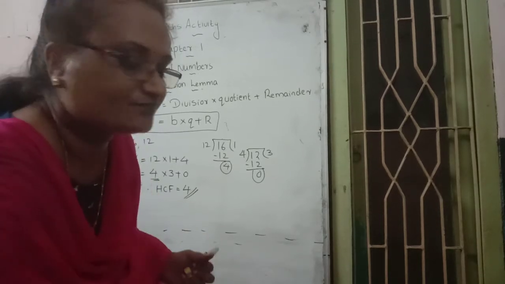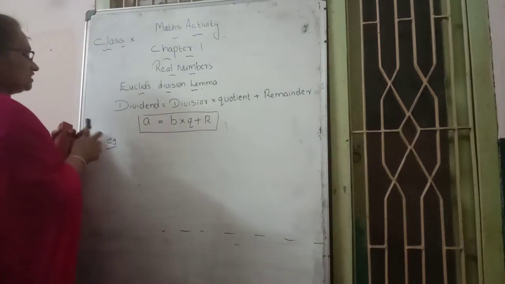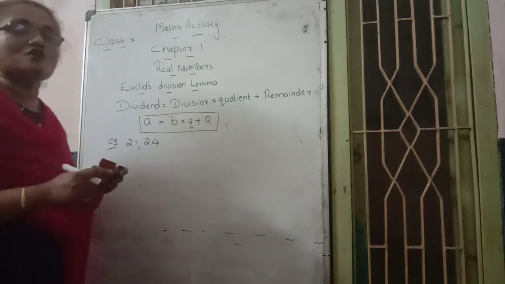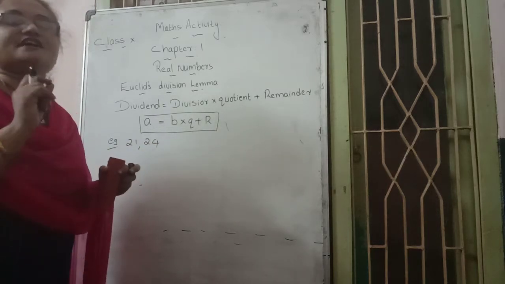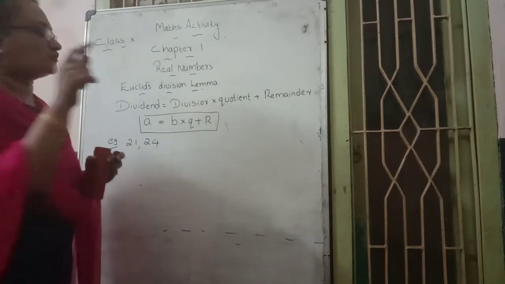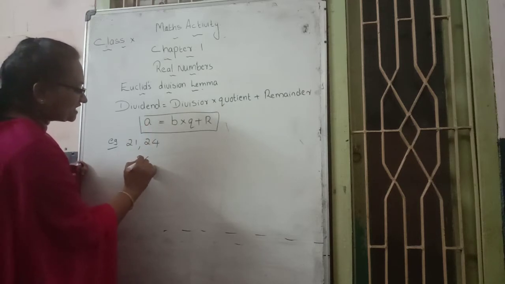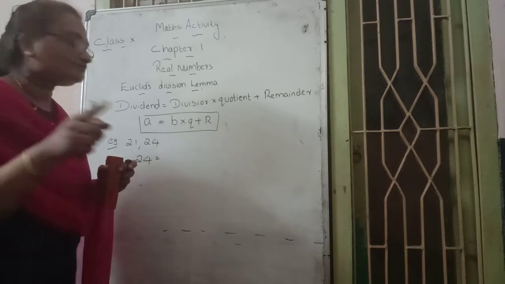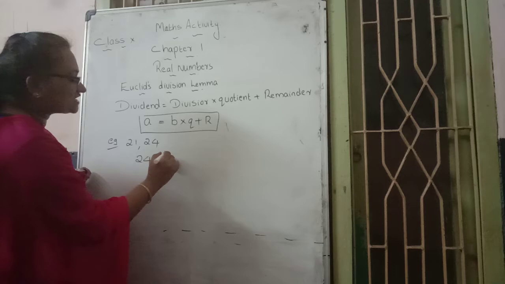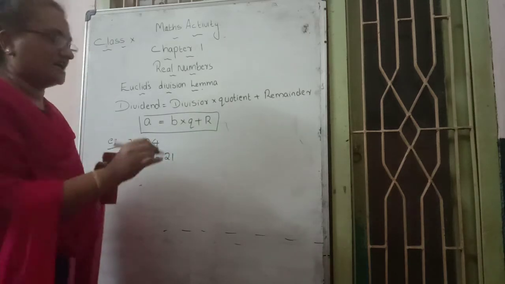Then next we go to one more example. Taking 21 and 24, we want to find the HCF of 21 and 24. How do we find which is the bigger number? The bigger number given is 24. So in the dividend place we take 24, and B represents the divisor. The second number is smaller; 21 is our smaller number. Take the smaller number on the divisor place.